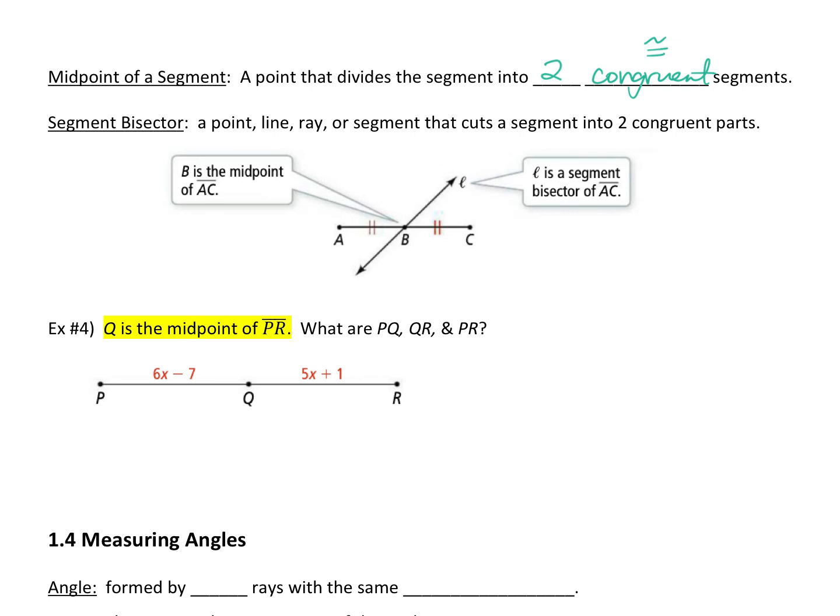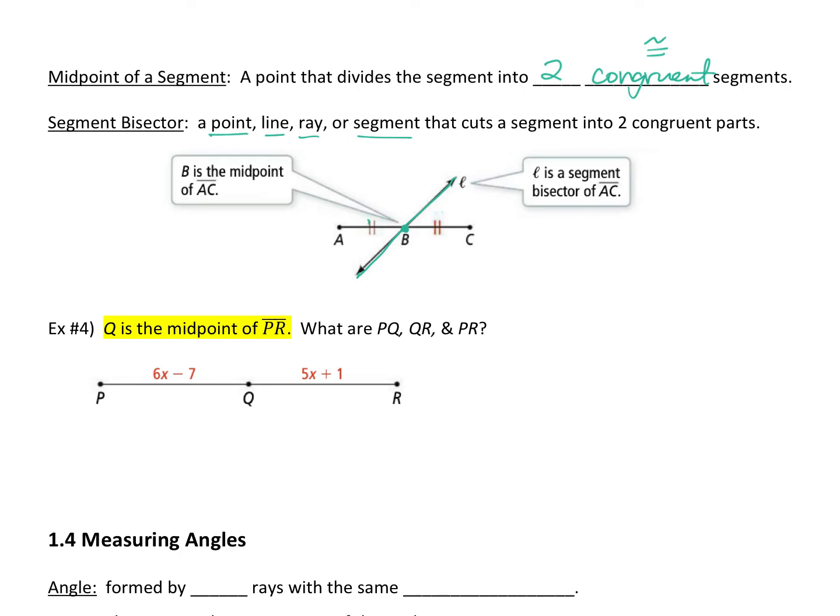A segment bisector can be one of several things. It can be a point, it can be a line, it can be a ray, or it can be a segment that's cutting a segment into two equal parts. So this point is a segment bisector, or this line, line L, is a segment bisector, but we would say B is the midpoint of that segment, okay?